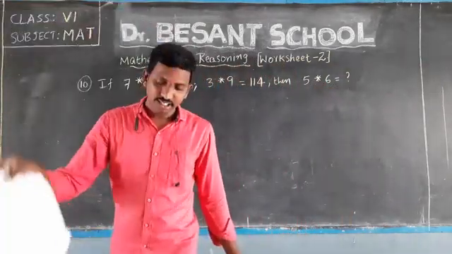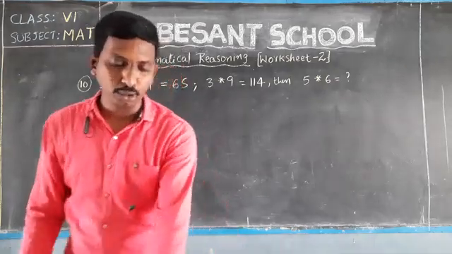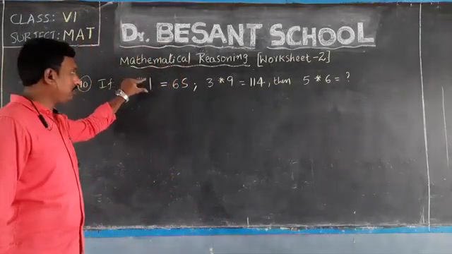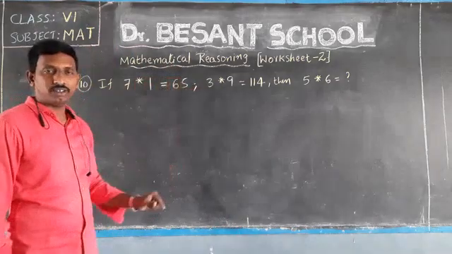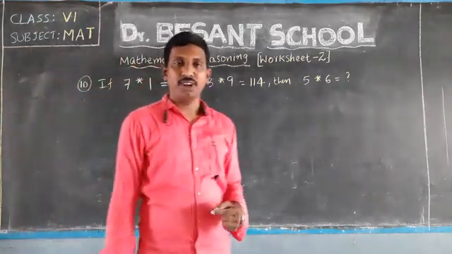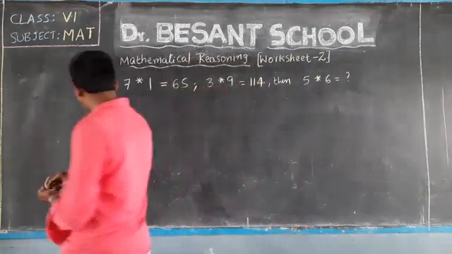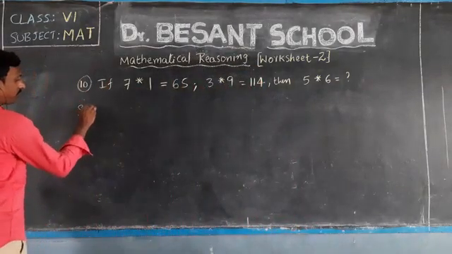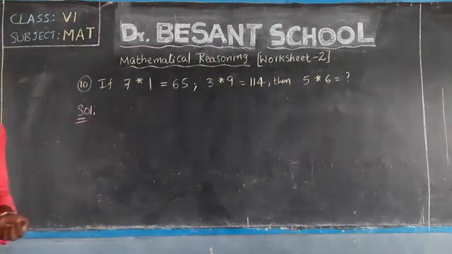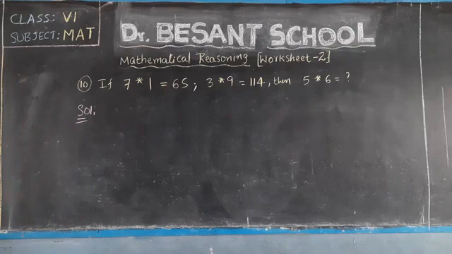So here it has some logic behind it, so that by using this symbol between 7 and 1, we will get 65. So what is the logic or what is the rule here going on? First we have to find it out. Okay, my dear students, let us check out. So if 7 star 1 is equal to 65, 3 star 9 is equal to 114, then 5 star 6 is equal to how much? Question mark, we have to replace it by a number. So what would it be?